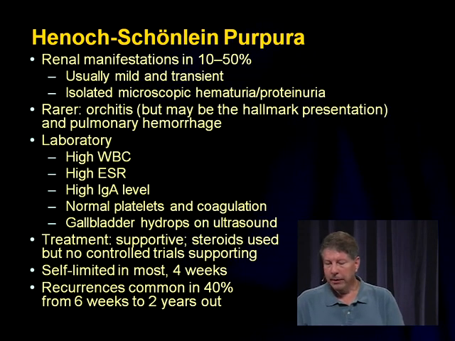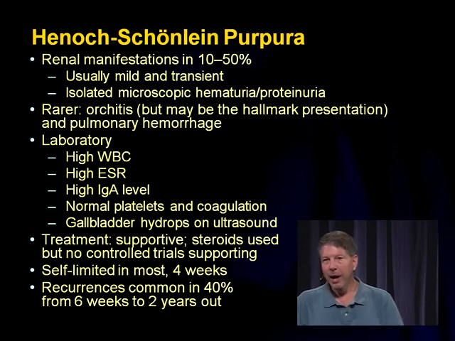The renal involvement is anywhere from 10 to 50%. Usually it's mild and transient. You may just see an isolated microscopic hematuria, proteinuria. Now, rare is orchitis, and I throw it in here because there's a reason: it may appear on a test. So just be aware, orchitis can be seen with this, and it can be the primary initial presentation. Okay, so a 4-year-old boy with orchitis, a little thing should go off in your head. It's probably not chlamydia or gonorrhea. It's probably, think about HSP.